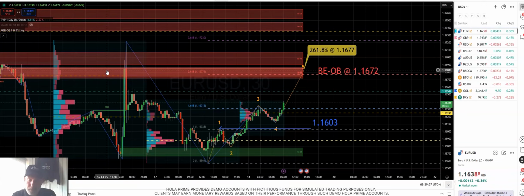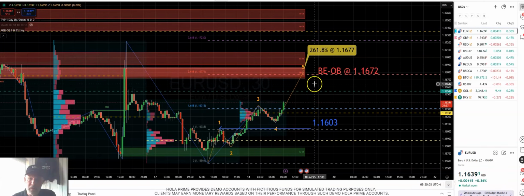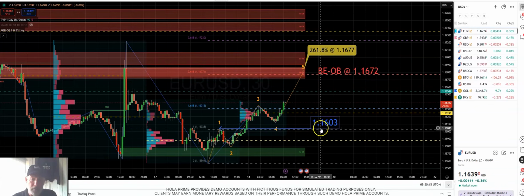So dollar moving lower, euro dollar moving to the upside. 116.72 is the order block, 116.77 is the 261.8% extension level, and a common exhaustion zone. I noted this morning that 116.03 is a break of structure. So again, you can formulate your trade plan.